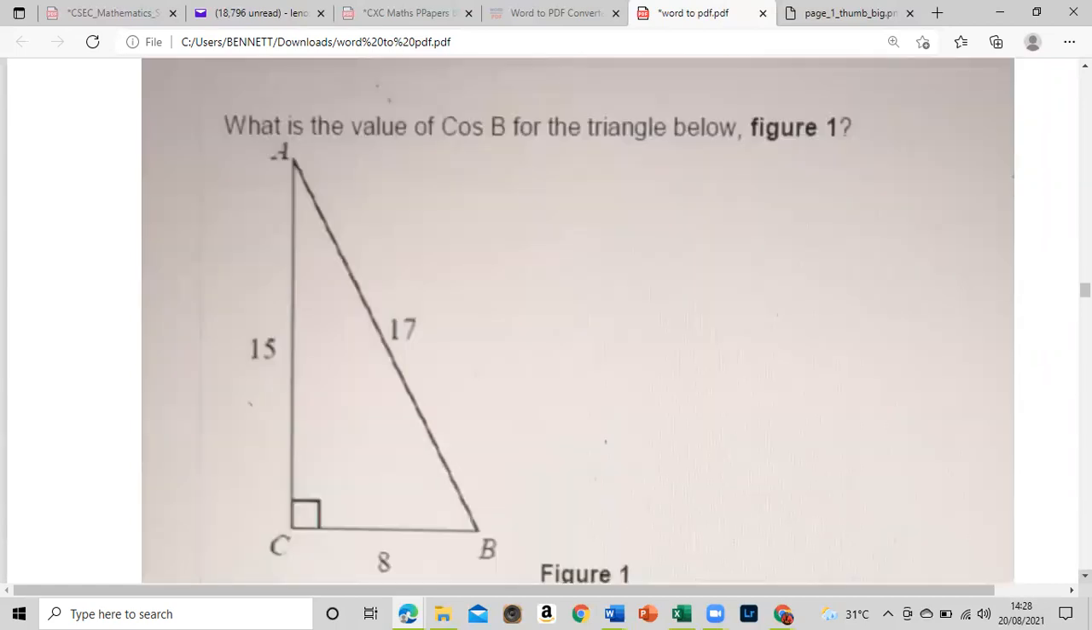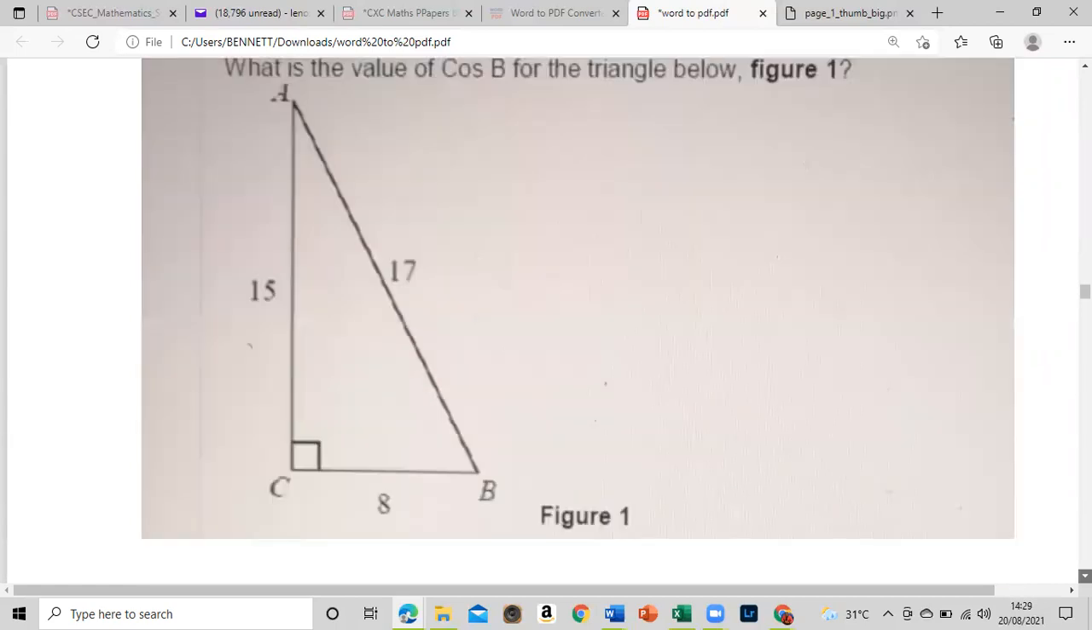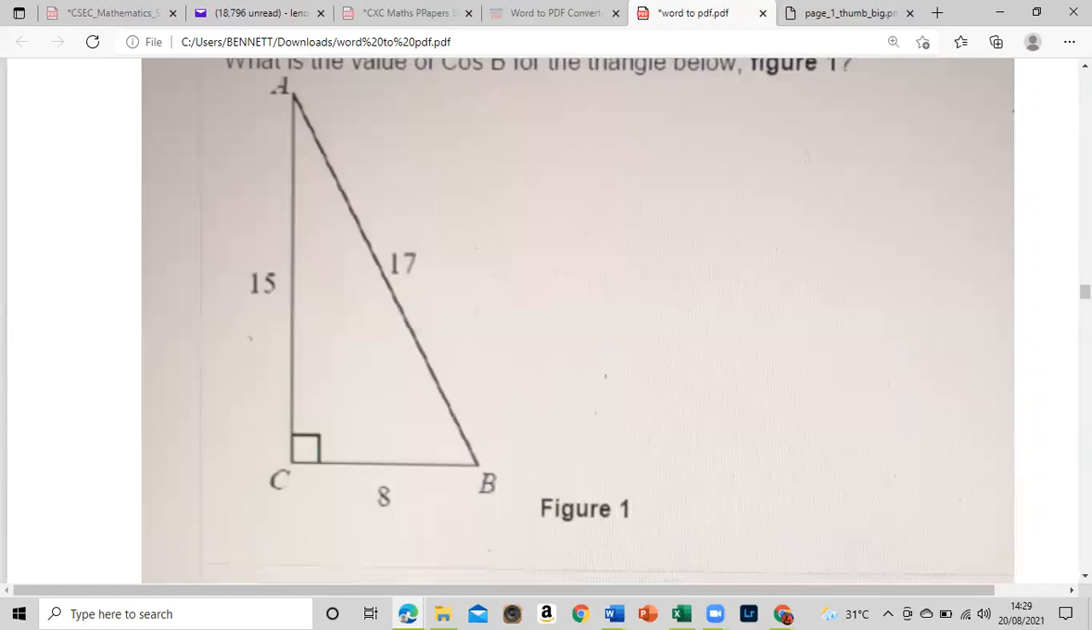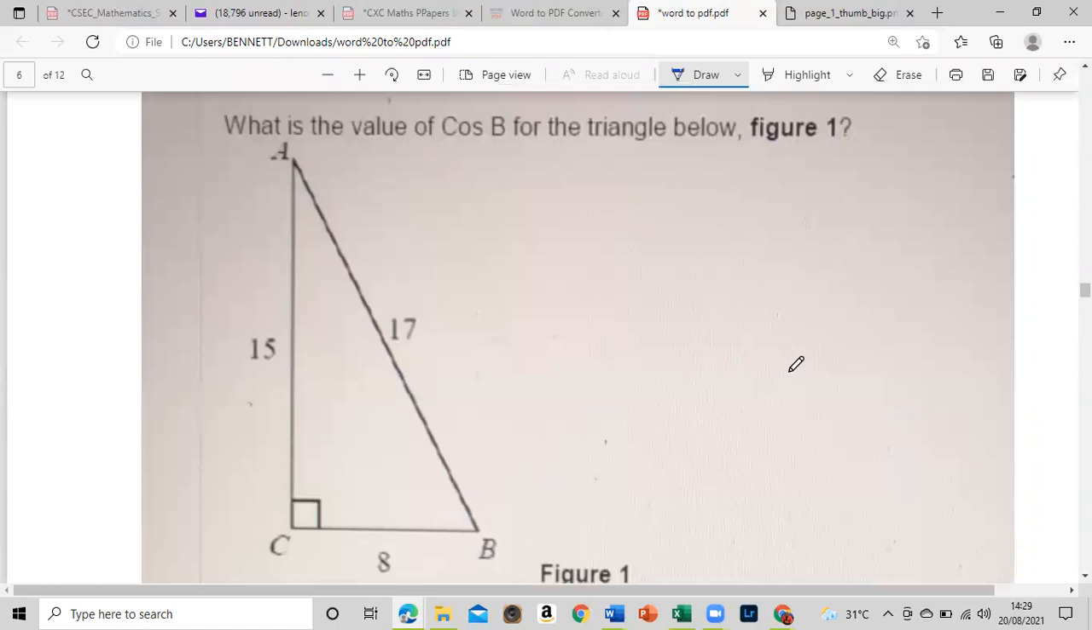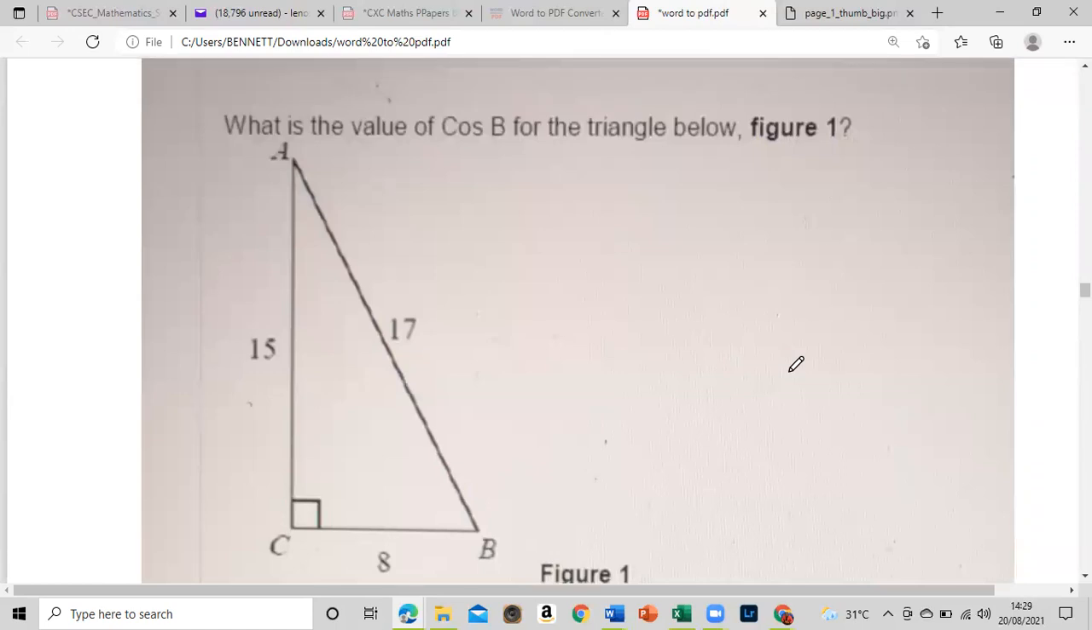All right, let's look at the figure. Let's go down to more. What is the value of cos B for the triangle below? And it's a figure one. So I guess they don't want us to work it out. They just want the option. So they want cos B, so write this angle. We'll just put theta there.